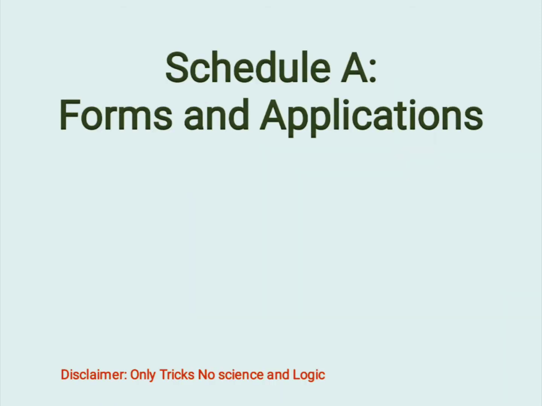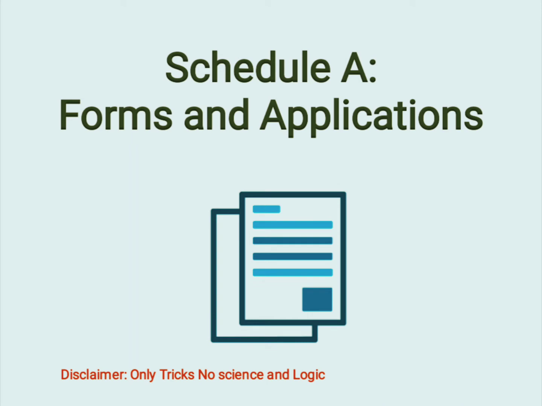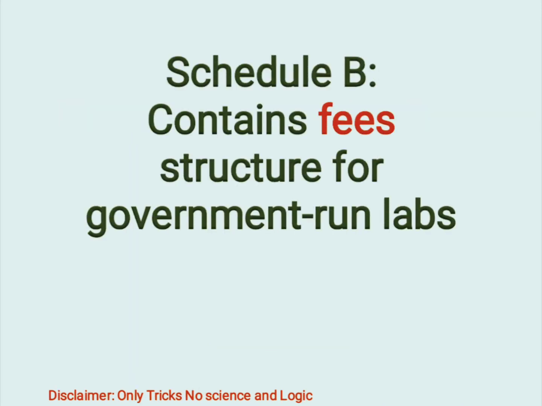We'll start with Schedule A. Schedule A deals with forms and applications. There is a trick to remember Schedule A: the first schedule is like the first chance to apply for a course or anything, and we need forms and applications. So the first schedule deals with the forms and applications. Understood?